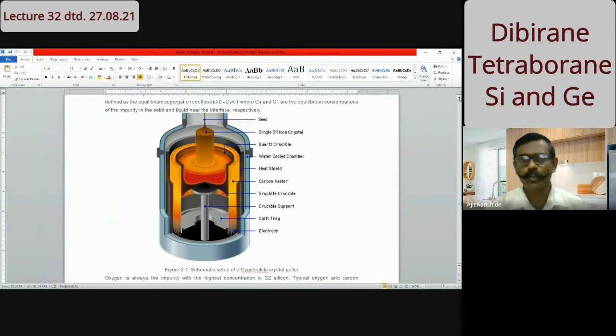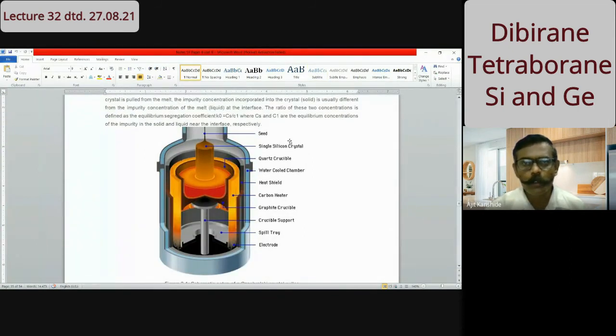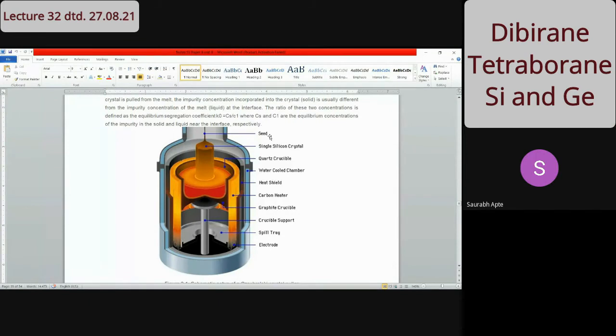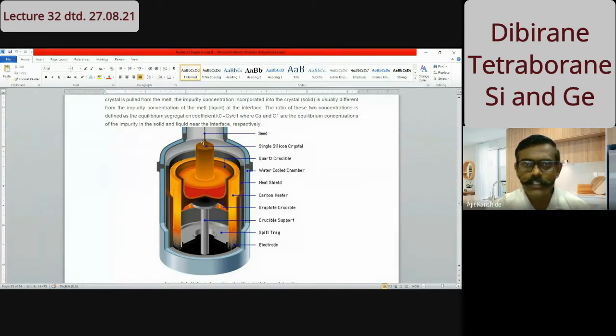Okay, just let me show you now. See here. Could you read this diagram? Yes, sir. Or shall I magnify? Yes, sir. Okay. See here, the seed is shown. That's one needle-like portion there. That's a seed. What is a seed? I will come to that point, but pay attention, it is a very interesting term.